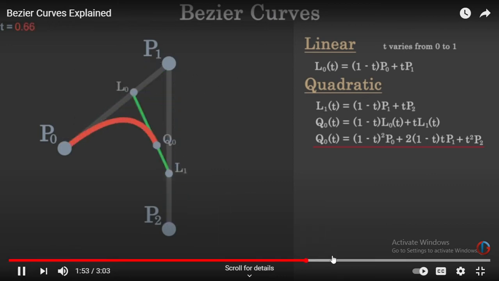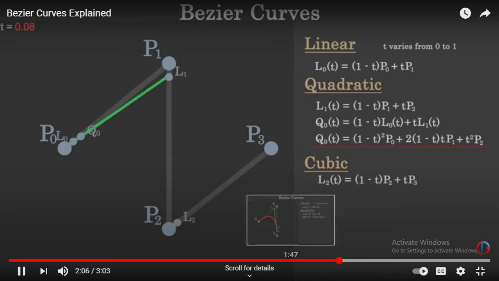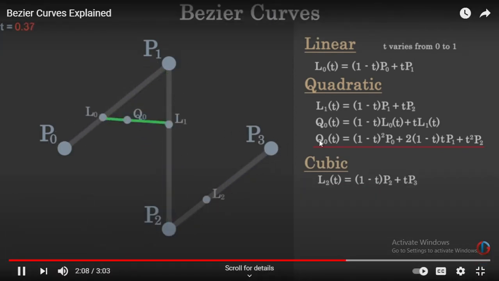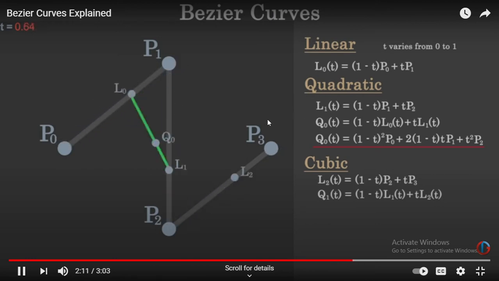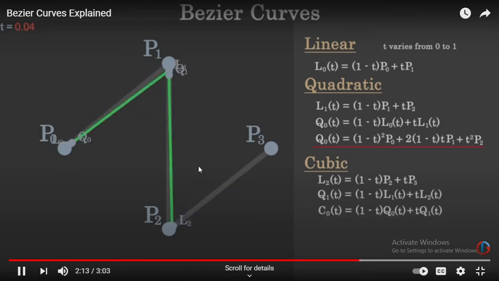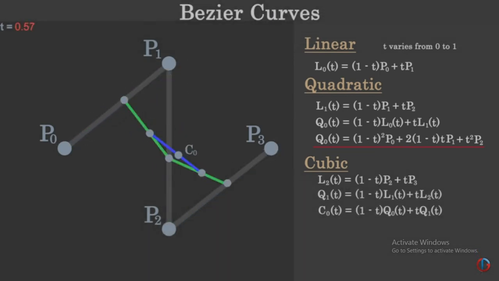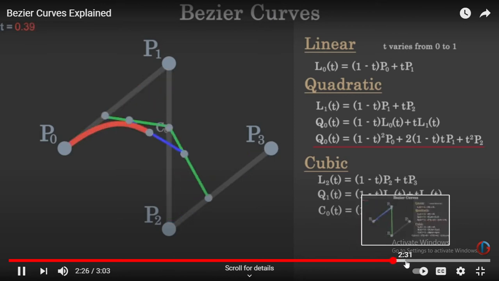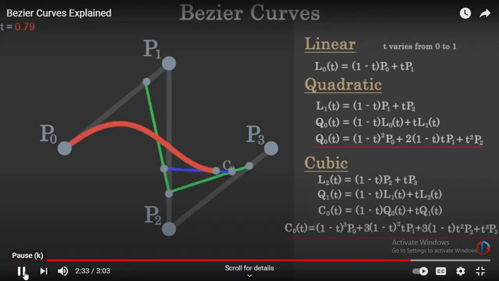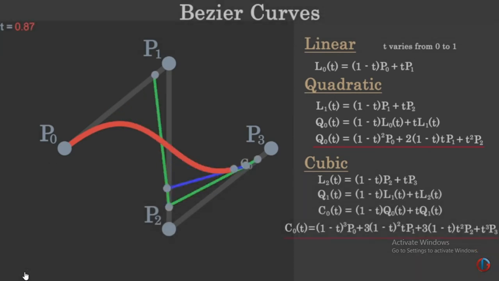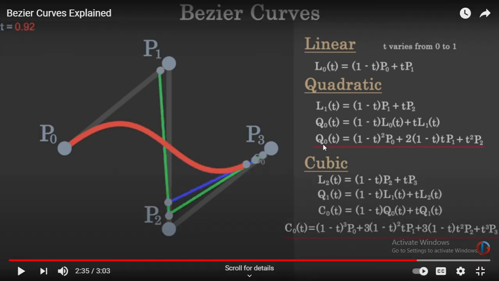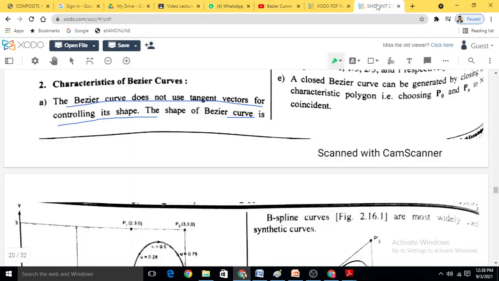For a cubic Bezier, we have another point P3 and another interpolation L2. We interpolate between L1 and L2, and then finally interpolate between Q0 and Q1. As the number of data points changes, the shape of the Bezier curve changes. If we trace C0's path, it will look like this. This is what is known as a cubic Bezier curve. So here this red line represents our Bezier curve when there are 4 data points.